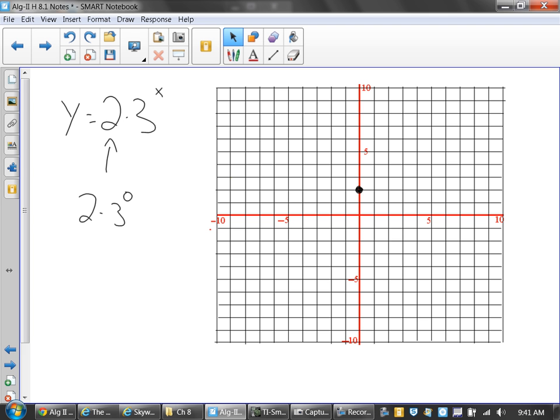Now, is your value of a positive or negative? Positive. That means it's going to be working in the upward direction. If it was negative, it would be going the other way. It's very easy to see how this is going to work. Now, how do you think you're going to figure out the next point? Plug and chug. What's a very easy value of x to substitute in? 1. What's 3 to the 1? 3. And what's 3 times 2? 6. So at 1, it's at 6.